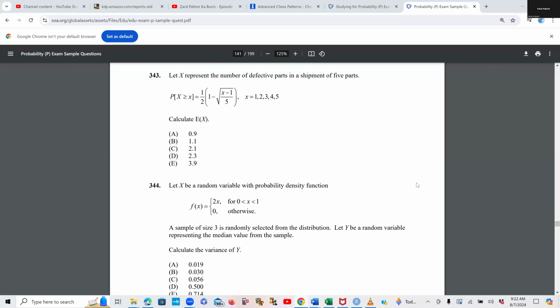Let X represent the number of defective parts in a shipment. Probability X greater than or equal to x is given for x equal to 1, 2, 3, 4, 5. Calculate E of X. So now we know that the expected value of X is just a summation of x times f(x), where f(x) represents the probability function.